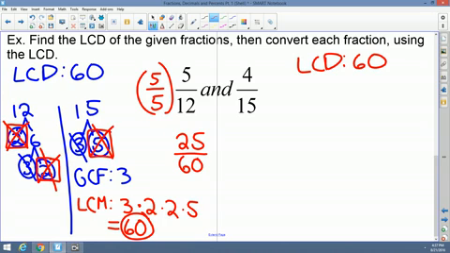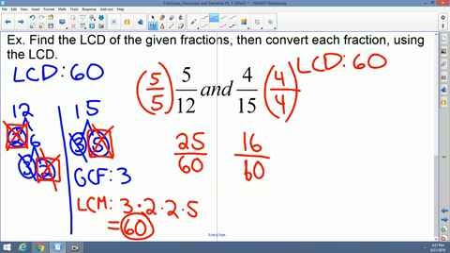And 4/15ths, well, what do I do to 15 to get to 60? Well, I multiply by 4. And if I multiply 4 to the denominator, I must multiply 4 to the numerator. So 4/15ths becomes 16/60ths when I have an LCD of 60. So 5/12ths becomes 25/60ths, and 4/15ths becomes 16/60ths. And just so you know, this is coming in a little bit, but now you would be able to add or subtract these fractions because they have the same common denominator. But we'll talk about that in a little bit.